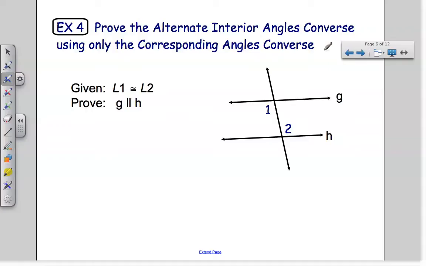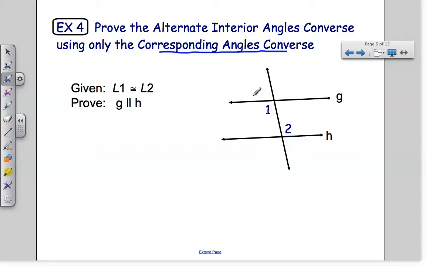What I'm going to do in this example is actually prove the alternate interior angles converse. Now that was a theorem, which means it's something that can be proved. The only thing that I can actually use is corresponding angles converse. So this is saying the only thing I can use is if I know corresponding angles are congruent, then I can say the lines are parallel.